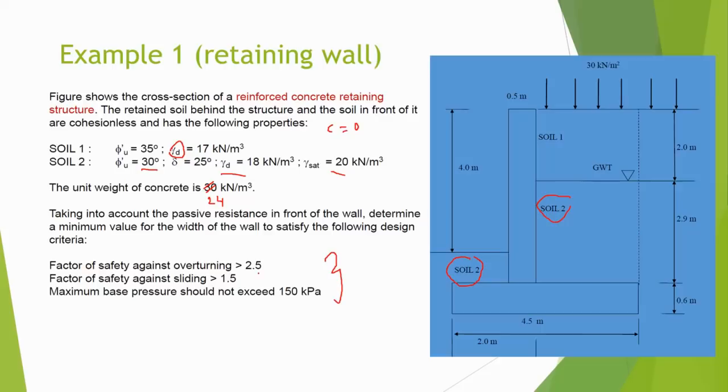Okay. Kalau FOS safety against overturning more than 2.5, kalau dia dapat more than 2.5, maksudnya benda tu stable. Overturning ialah maksudnya dia ke sini. Kalau sliding, dia ke depan. Itu sliding. Kalau more than 1.5, dia ialah stable. Okay. So, kalau maximum base pressure tak exceed 150, is okay. Okay. This is dia punya parameter. Okay. So, kita pergi the solution.